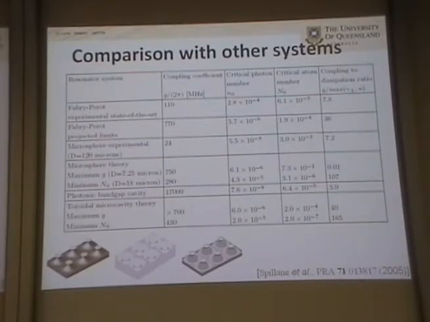So if we compare microtoroids to other systems that are around, this is what I'm doing here. A fabry-perot resonator, you might be able to get to about 100, the coupling rate about 100 megahertz, compared to 500. Although maybe the theory, this is what people have achieved experimentally. Theoretically, you might be able to do better than that.